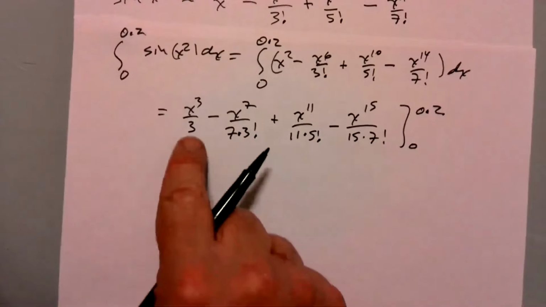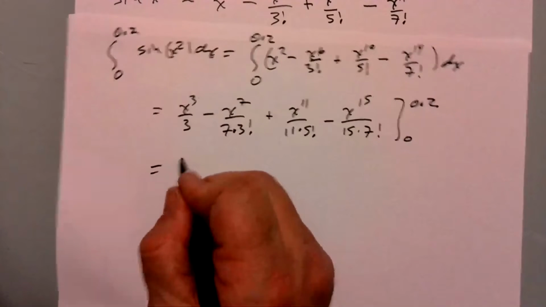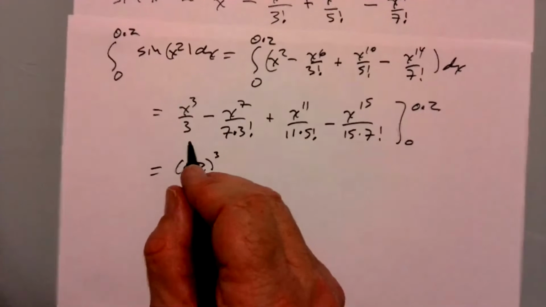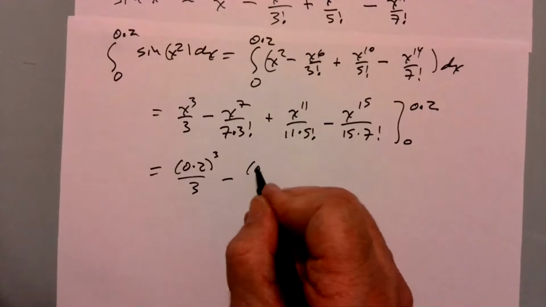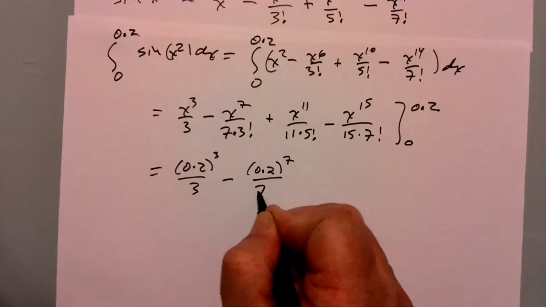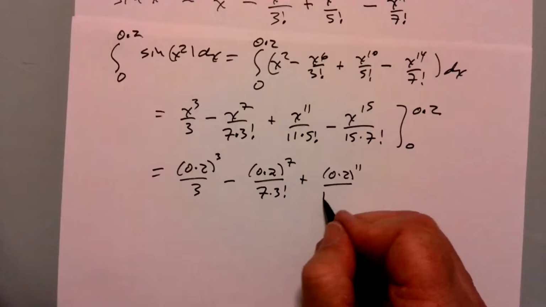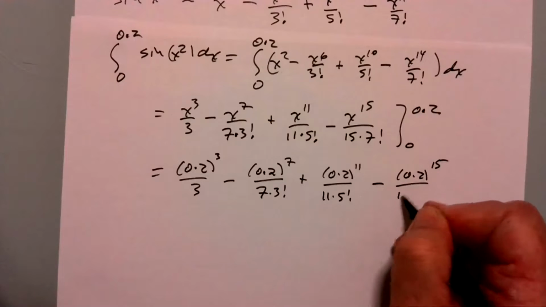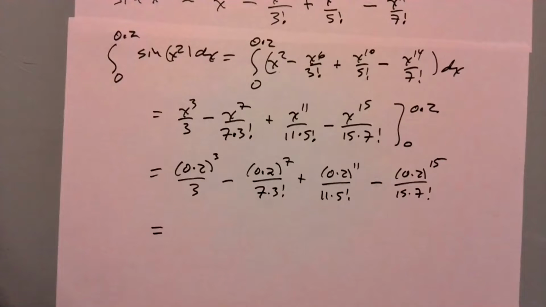So the zeros disappear. Gone, gone, gone, gone. I'm only going with these first 4 terms. So my final answer will be 0.2 to the 3rd over 3, from the x cubed over 3, minus 0.2 to the 7th over 7 times 3 factorial, plus 0.2 to the 11th over 11 times 5 factorial, minus 0.2 to the 15th over 15 times 7 factorial, which I will try to do on my calculator before we run out of time here in 5 minutes.